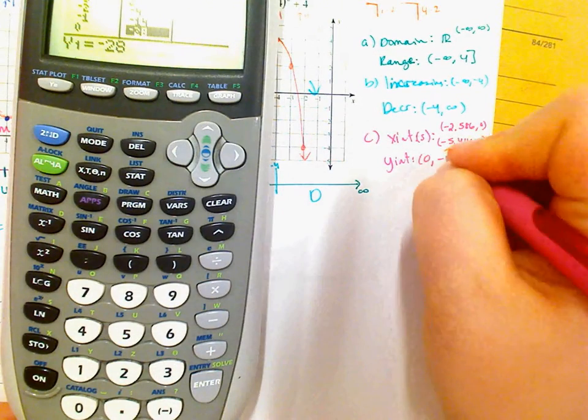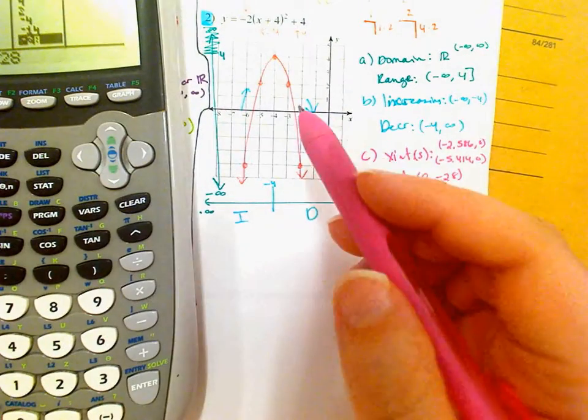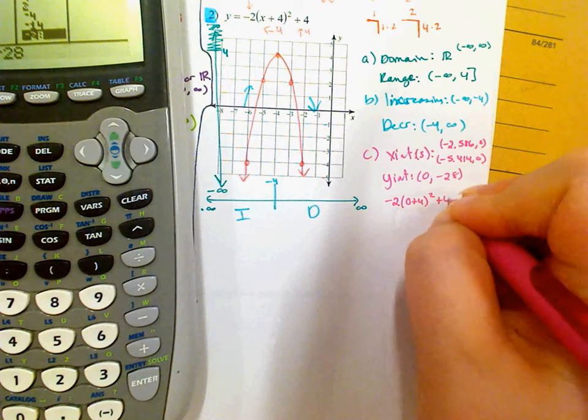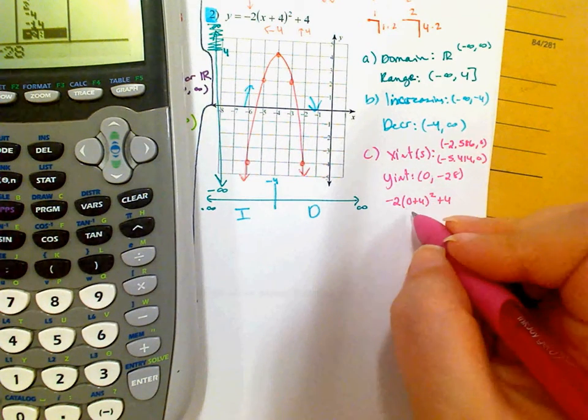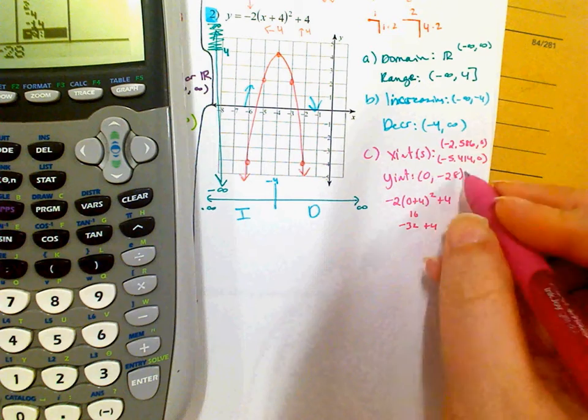Or I can just plug in 0 into the original function. So if I plug in 0, I get negative 2 times 0 plus 4, quantity squared, plus 4. 4 squared is 16, and 16 times a negative 2 is negative 32, plus 4 is negative 28. Okay?